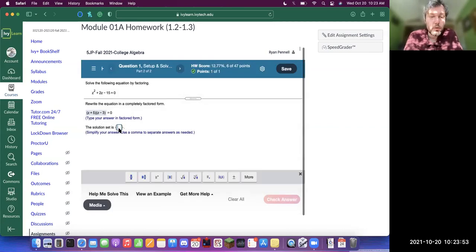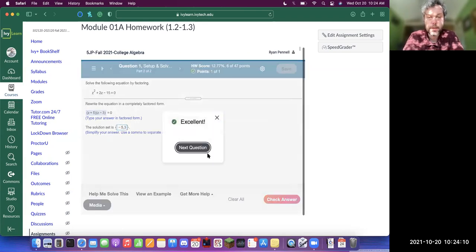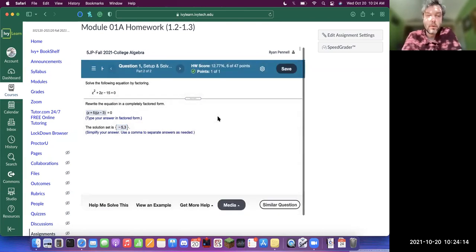So what is the solution set for this? That is, what does z equal? What are the solutions for z? Well, if z equaled negative 5 and z equaled positive 3, this is the solution set. So negative 5, comma 3 must be the solution set. Excellent. There it is. So that's how you do the first question. Yeah, so that's how you answer a question.